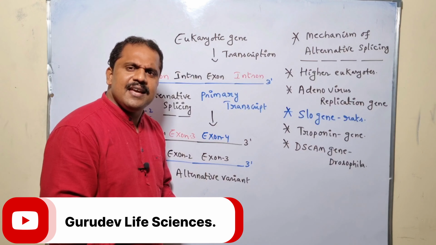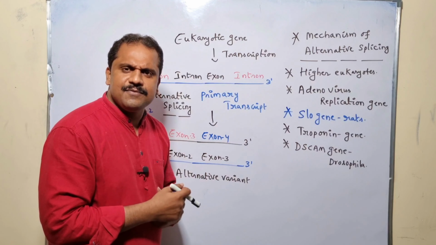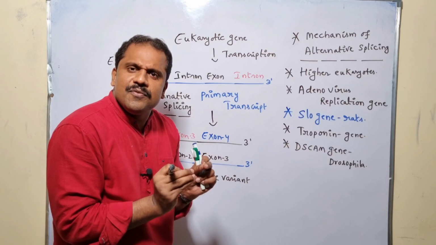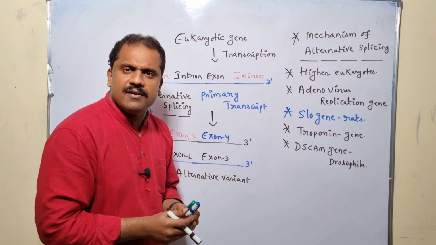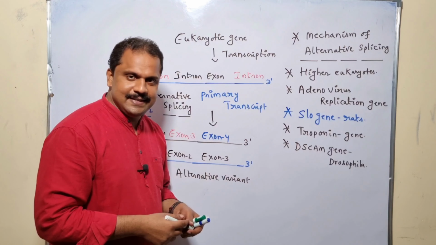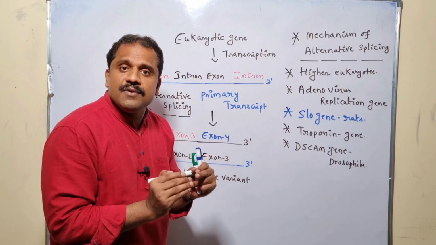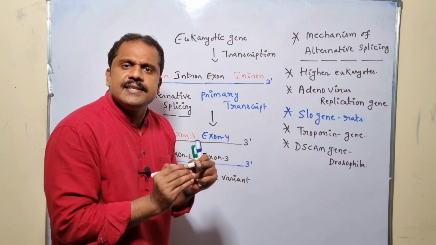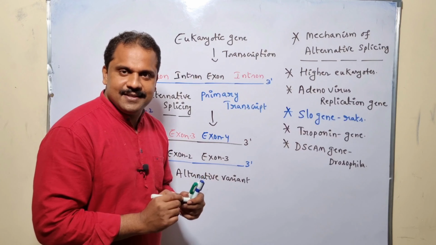Is it clear? So the alternative splicing mechanism in higher eukaryotes is successfully organized by means of various strategies. So what are the various strategies through which it is organized? These strategies include exon skipping, mutually exclusive exons, alternative donor site, alternative acceptor site, and the last strategy is intron retention. So for your better understanding, let me print it on the board.